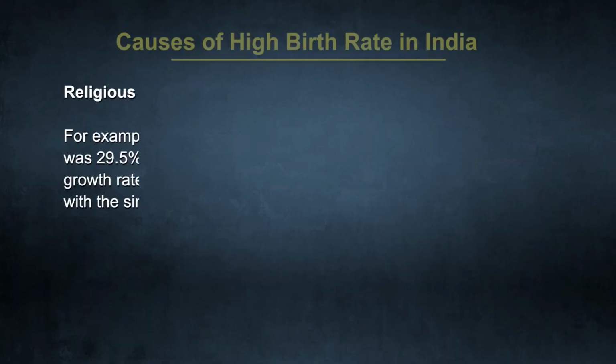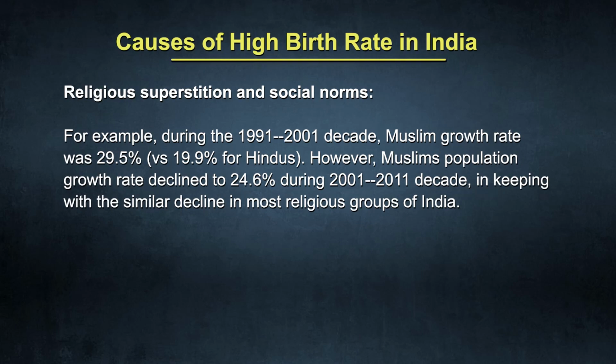Another reason for the high birth rate in India is religious superstition and social norms. A major section of the people in our country follow religious superstition and social norms, and these vary from one religion to another. As a result, the birth rate also varies from one religion to another. According to the estimation of the census of India, the birth rate of the Muslim population in our country is very high compared to the birth rate of the Hindu population.